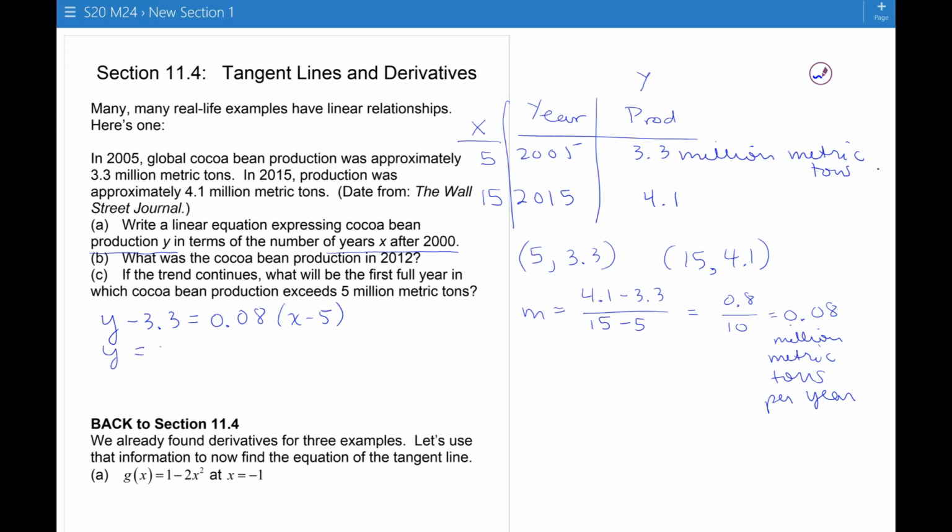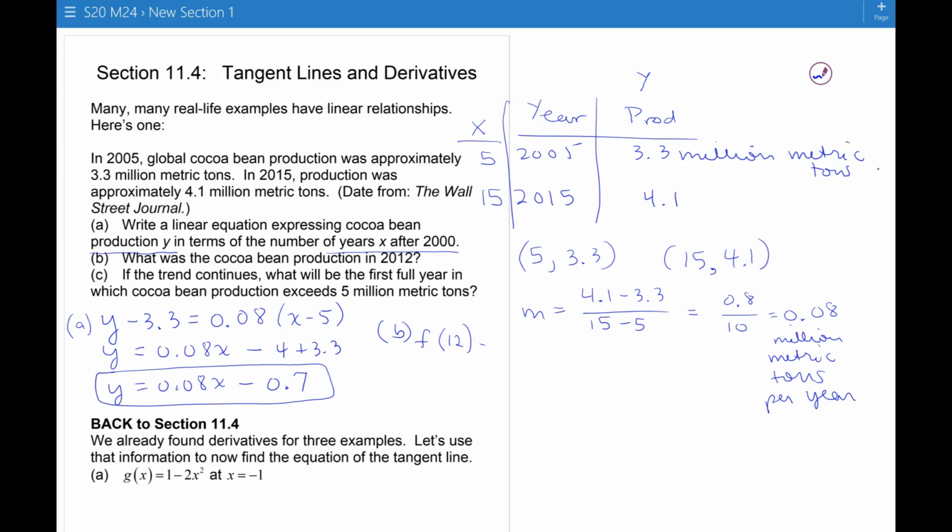So we'll have y equals 0.08x minus 4 plus 3.3. So it looks like y equals 0.08x minus 0.7. So that's our linear equation, the equation of a line that relates those two quantities, years and production. So then it says, what is the cocoa bean production in 2012? So we're going to say f of 12 equals 0.08 times 12 minus 0.7.